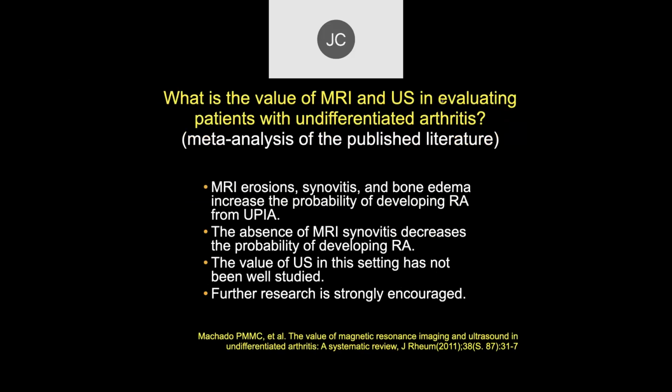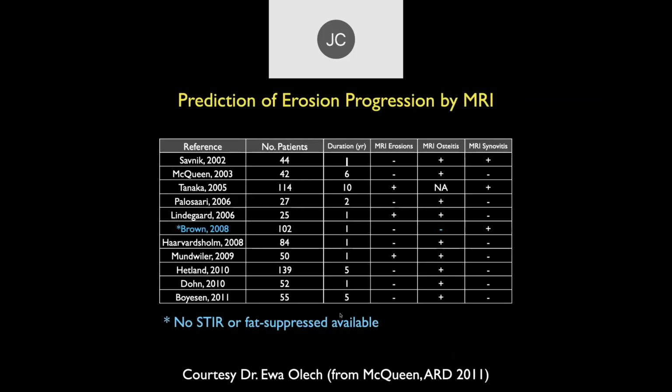And then ultrasound is also used a lot, as you know, in trying to differentiate patients with undifferentiated arthritis and rheumatoid arthritis. MRI erosive synovitis and bone edema increase the probability of developing RA from undifferentiated arthritis. The absence of MRI synovitis significantly decreased the probability of these patients going on to develop a diagnosis of rheumatoid arthritis. Ultrasound in that setting really hasn't been well studied at this particular time, and they suggested further research was necessary.